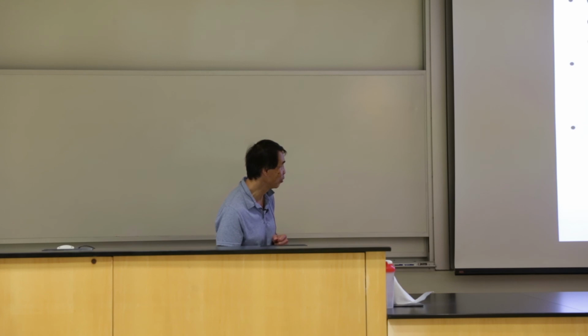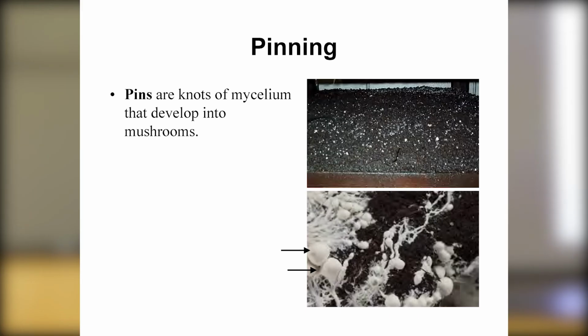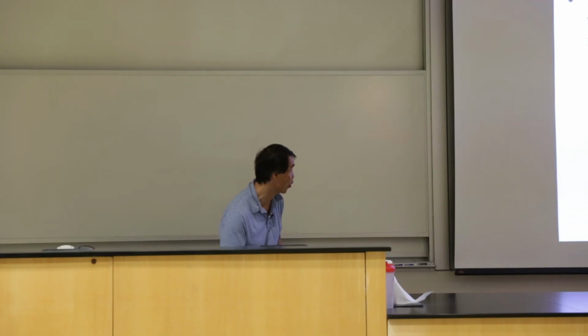If you look at it a little bit later, you can see there are little white dots here. This is what's known as pinning. These little dots are the young mushroom primordia. And here's a close look at it. See these white areas right here? That's the young mushrooms forming.